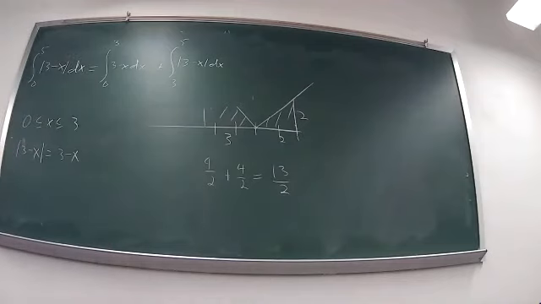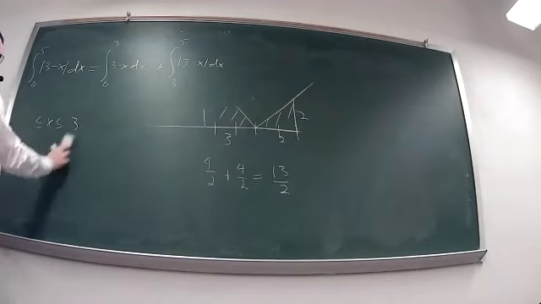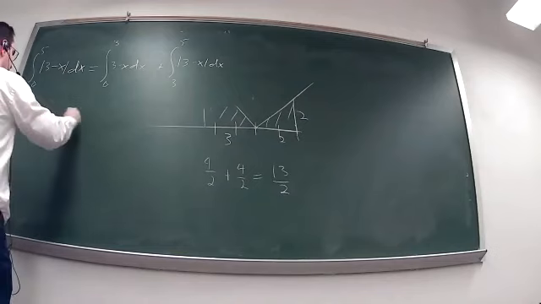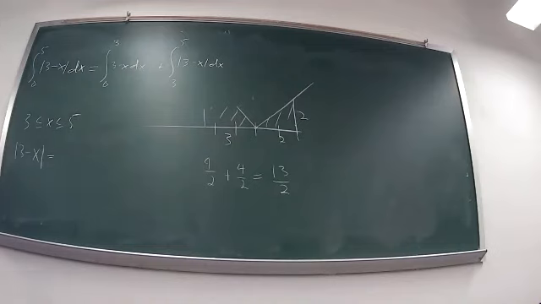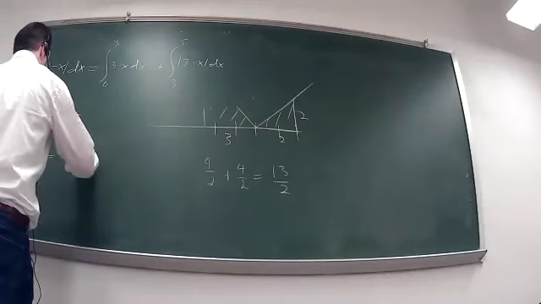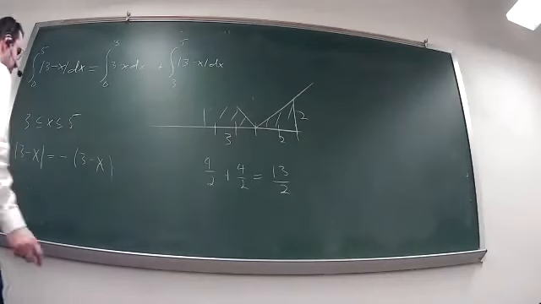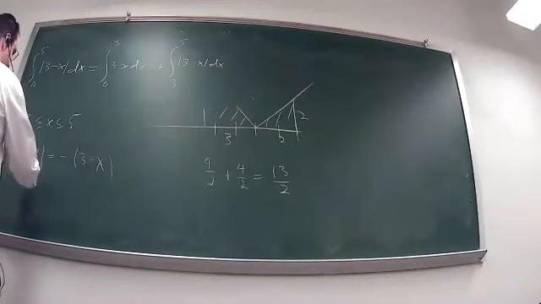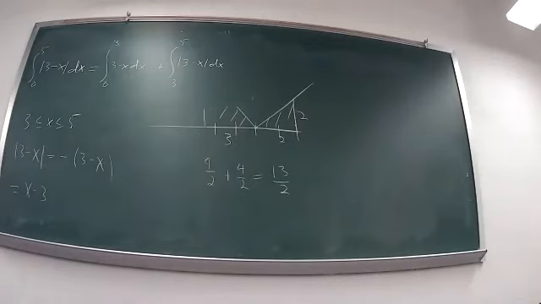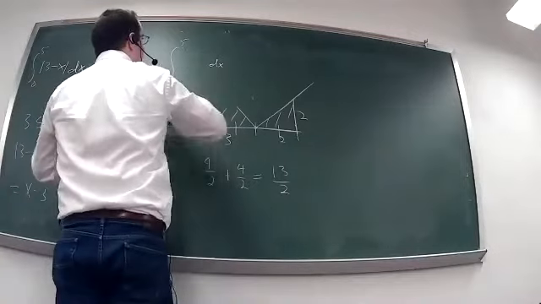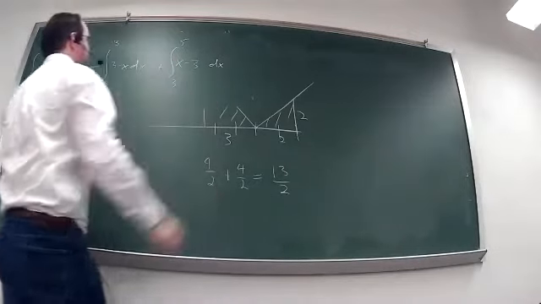Whereas when x is bigger than 3, going from 3 to 5, then I've got 3 minus x being less than or equal to 0. So the absolute value would be the negative of 3 minus x at that point. In other words, the absolute value would be equal to x minus 3. So I can rewrite this one as x minus 3.